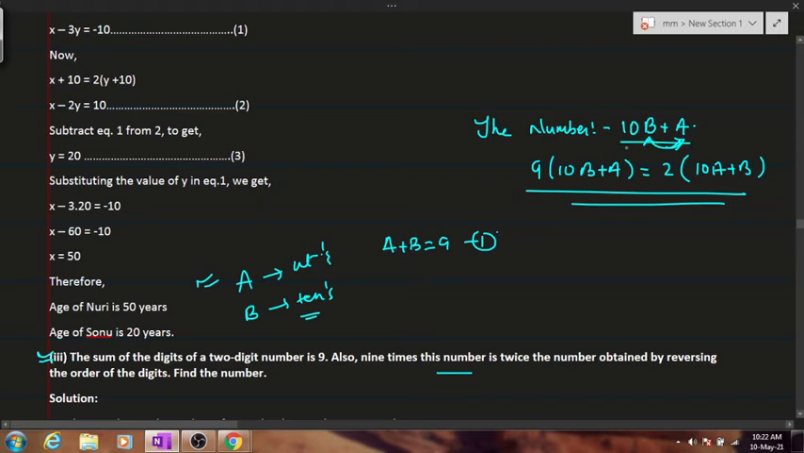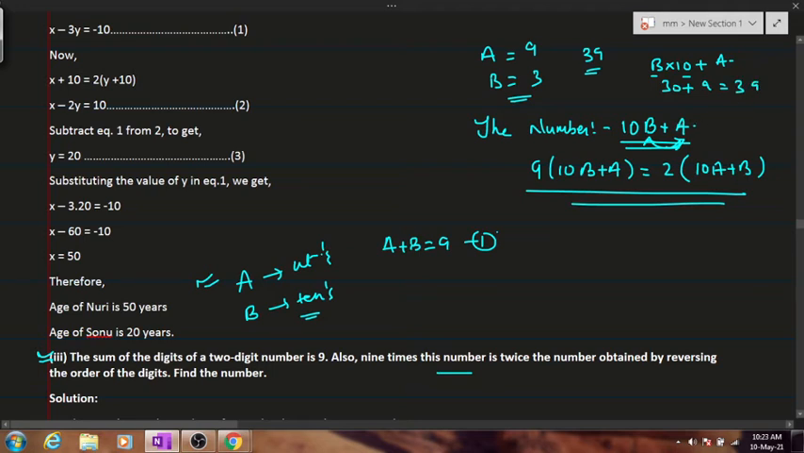10B plus A, how do we get this? Supposing A is 9 and B is 3, for example. What will be the number? 39, right? How does this number come? B into 10 plus A, right or not? Check. 3 into 10, 30 plus 9, 39.